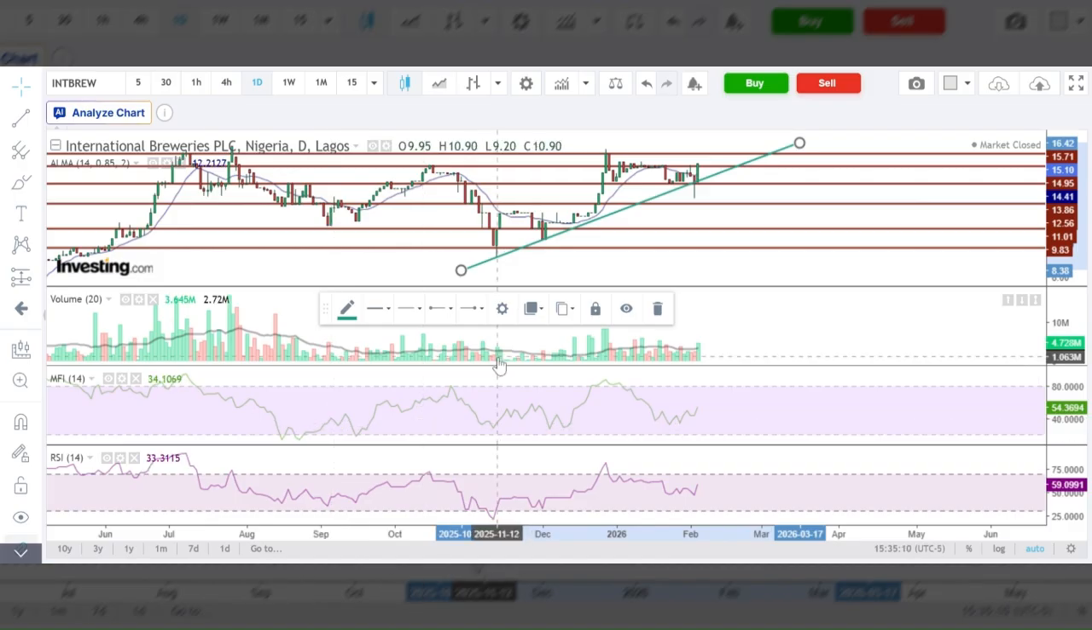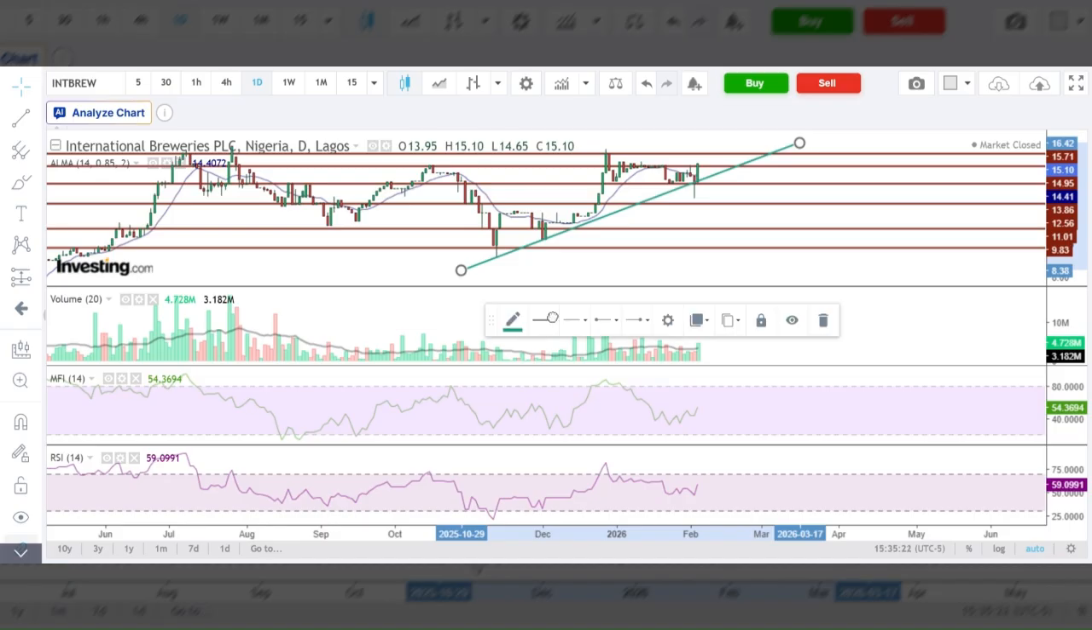Let me put it there again. If you can look at it well, you can see both of them agreed. However, our moving average did not agree, so we don't enter that trade. So let's forget about that side. Let's look at what is happening now.